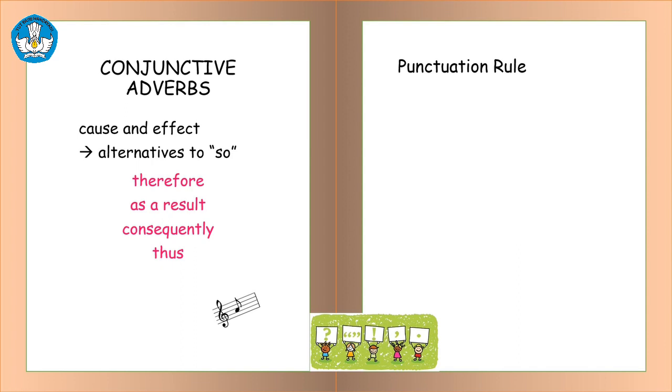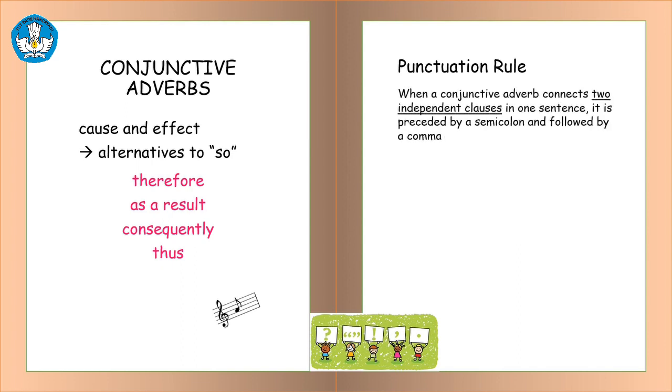Next, let's pay attention to the punctuation rules for conjunctive adverbs. When a conjunctive adverb connects two independent clauses in one sentence, it is preceded by a semicolon and followed by a comma. For example, I slept late last night; however, I did not find any difficulties to get up early.